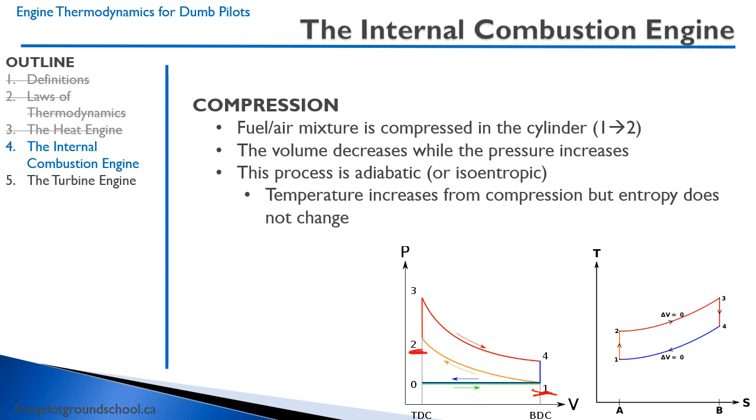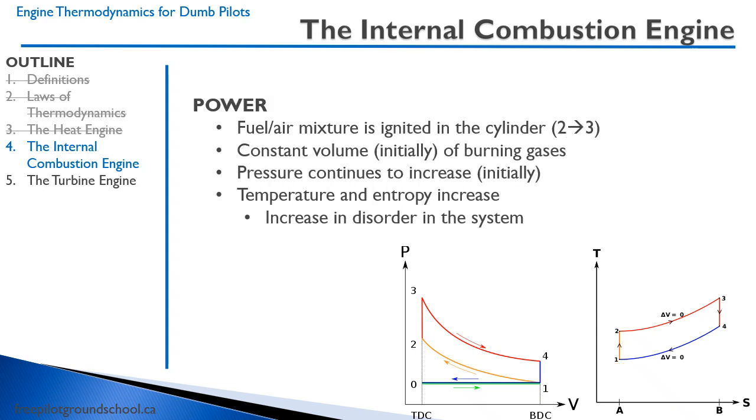The fuel-air mixture is compressed in the cylinder, so the volume goes down and the pressure goes up. This process is called adiabatic or isentropic. If we look on the right side, from 1 to 2, the temperature is increased, but the entropy has stayed the same. That's what adiabatic or isentropic means. Basically we're trading off some volume, so less volume, to get more pressure. The entropy does not change.